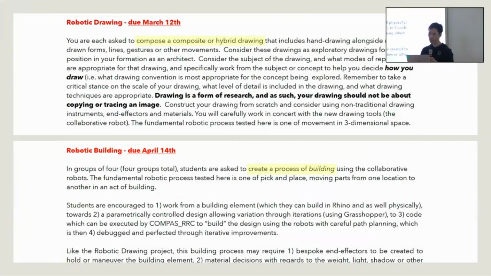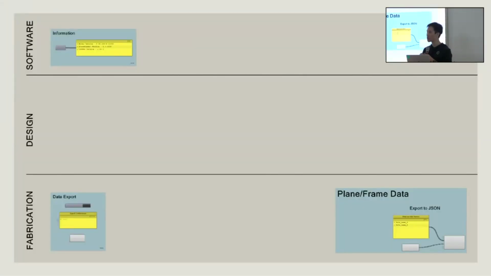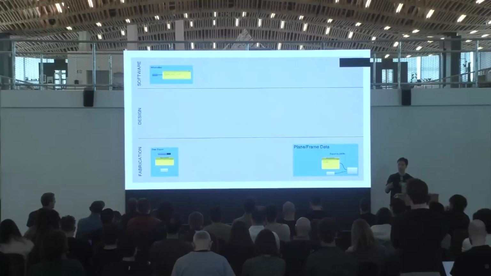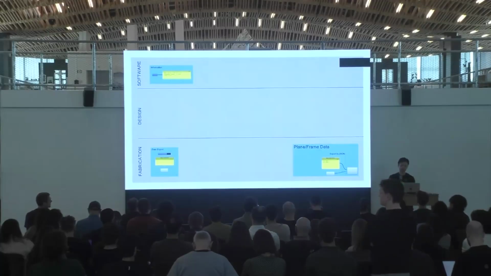But in addition to these two briefs, we just give them a blank Grasshopper template and a Python template for COMPAS RRC and let them be as creative as they want, make it as complex as they want, and really just have fun learning how to use this tool to start thinking about robotic fabrication in the context of their design studios and their design processes.